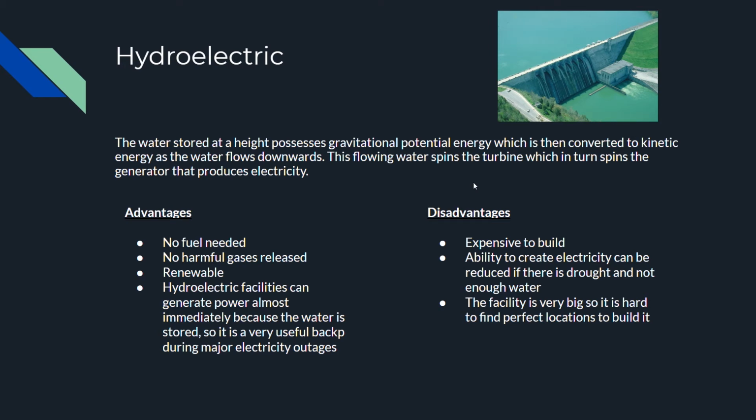Electric energy. The water stored at a height possesses gravitational potential energy, which is then converted to kinetic energy as the water flows downwards. This flowing water spins the turbine, which in turn spins the generator that produces electricity. The advantages of this are that no fuel is needed, no harmful gases are released, it's renewable, and hydroelectric facilities can generate power almost immediately because the water is stored, so it's very useful for backup during major electricity outages.